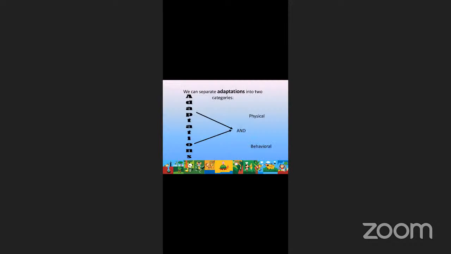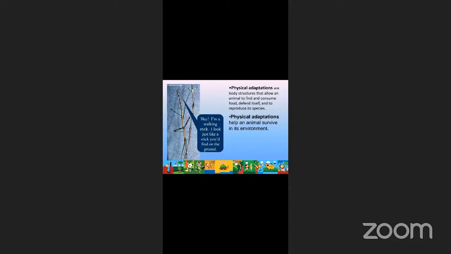So these adaptations are mainly two types. One is physical and the other is behavioral. So what are physical adaptations? Physical adaptations are body structures that allow an animal to find and consume food, defend itself, and to reproduce its species. Physical adaptation means the organs or some body parts have to modify. For what? To find food, for obtaining and consuming the food, and for defense, that is to protect itself from other organisms or predators, and also for the reproduction of its species. To obtain all these things, it has to modify itself. And this is for the survival of the animal in a particular environment.